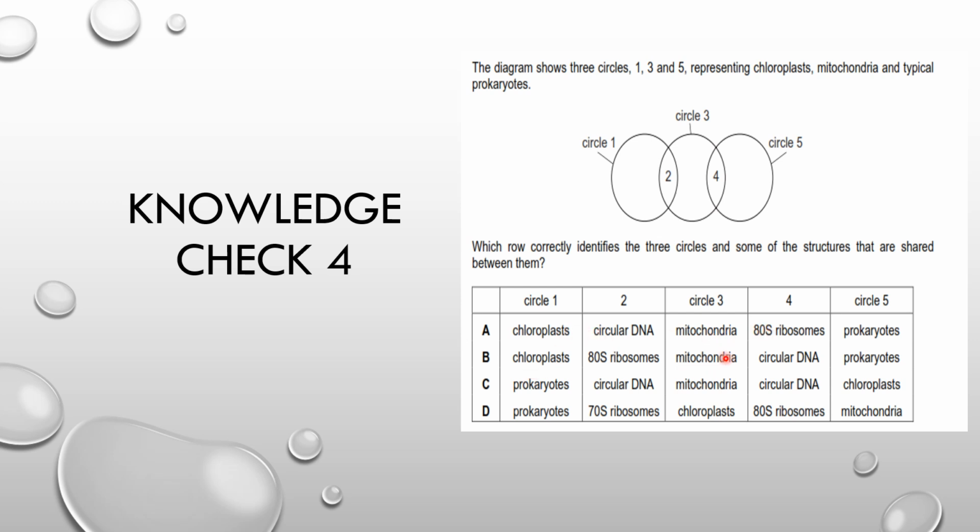B, chloroplast and mitochondria, they don't have 80S, so B is wrong. Prokaryotes and mitochondrion, they have circular DNA. Good. Mitochondrion and chloroplast, they have circular DNA. So C is correct. Now, why is D wrong? Prokaryotes and chloroplast, they have 70S. That's correct. But chloroplast and mitochondrion, they don't have 80S. They have 70S. So the answer is C.